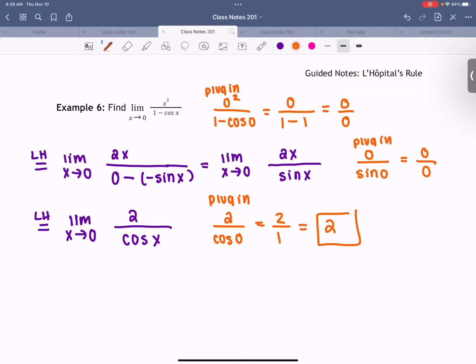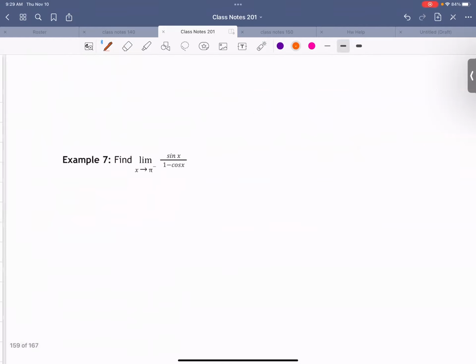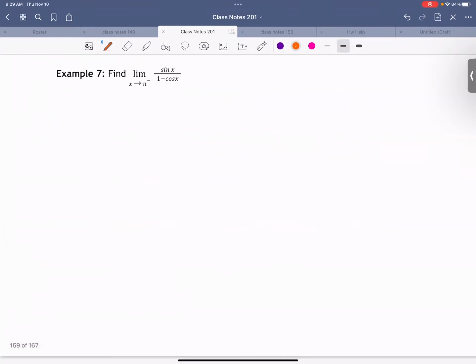Perfect. Okay. Why don't we do example number 7? I'm actually going to do this with you. And what I'm going to do is make a mistake, and I want you to see if you can catch it. Okay. All right. So let's see this one. It's sine x over 1 minus cosine x.